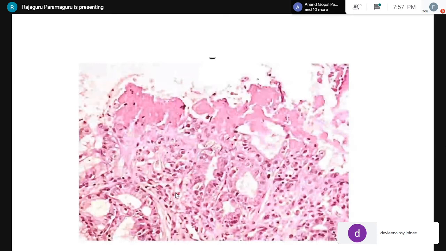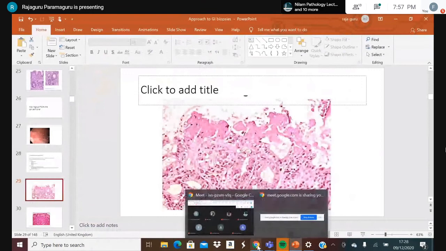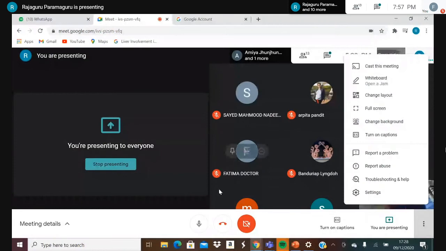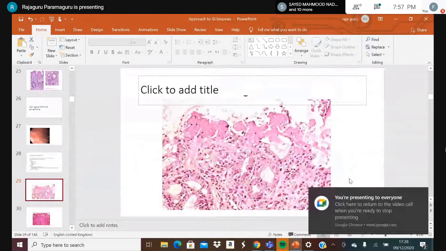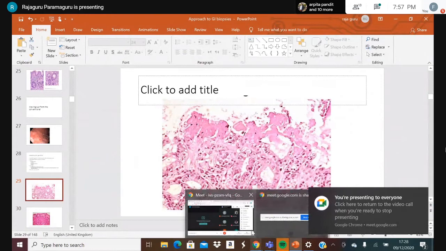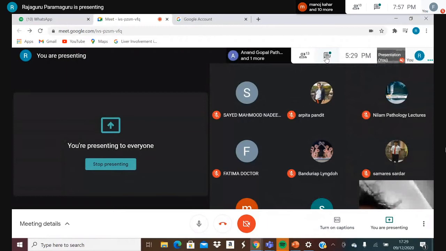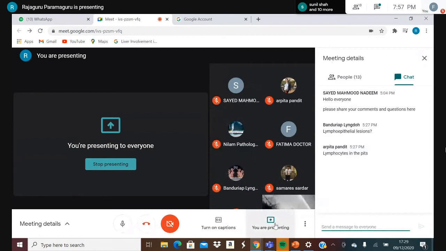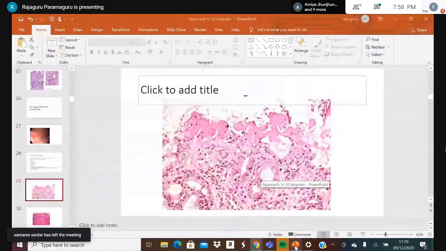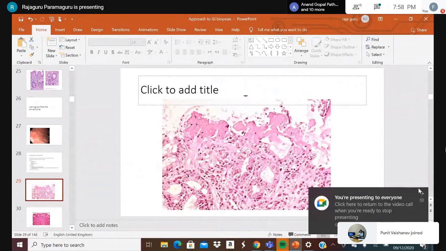This is another biopsy. Can anyone comment on what this could be? Is there any comment? Hello, Nadeem sir? Yeah, so this particular biopsy, can anyone comment? What do you see here?